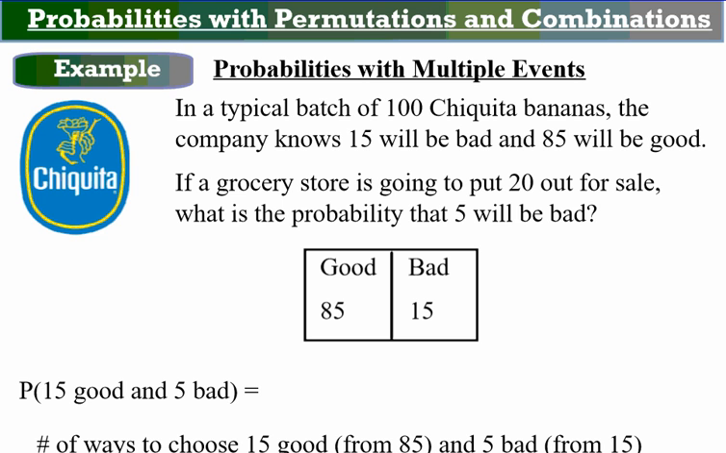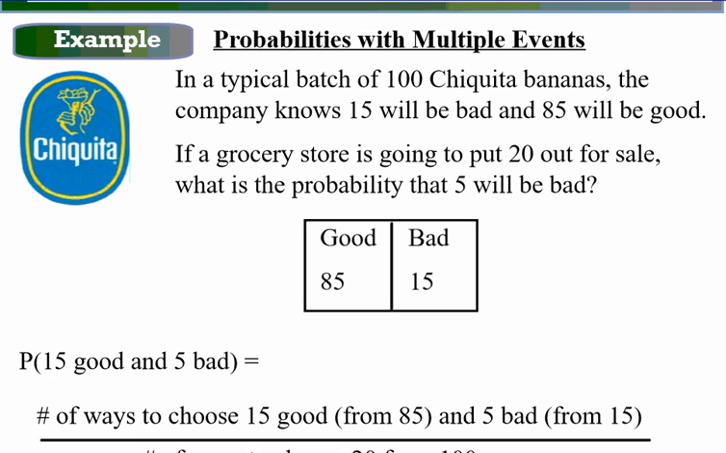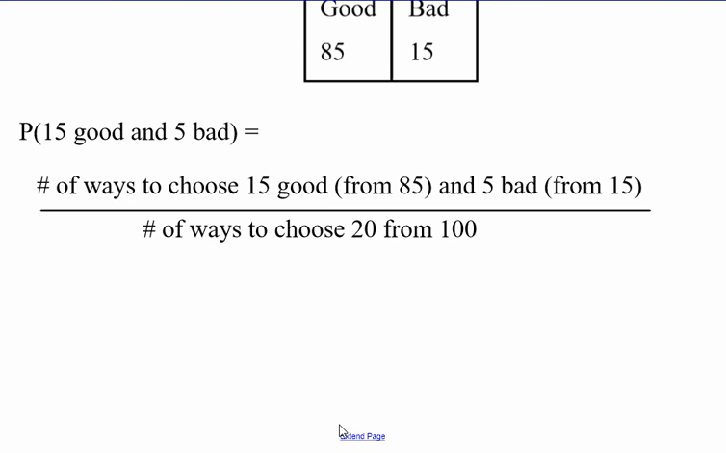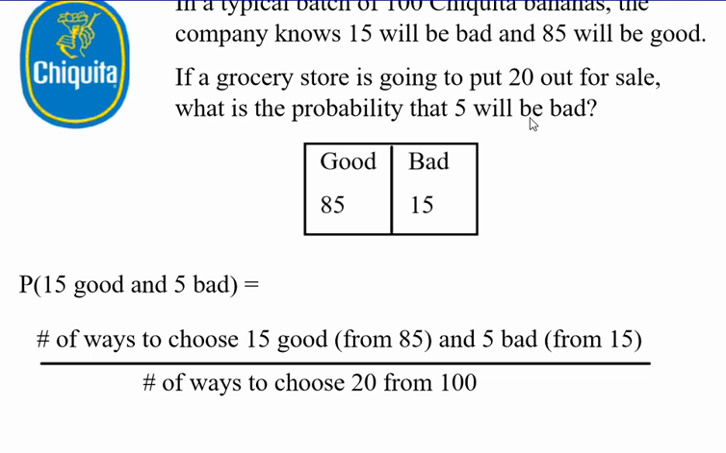Just try a couple of other examples. The more examples you see, the more likely you'll understand what's going on. So let's say this. In a typical batch of 100 bananas, the company knows 15 will be bad and 85 will be good. If a grocery store is going to put 20 out for sale, what's the probability that 5 will be bad? So here's the overall batch. I know there are 85 good ones and 15 bad ones. What's the likelihood? Select 20, and from those 20, 5 of them will be bad. If I'm putting 20 out, 5 will be bad and 15 will be good.